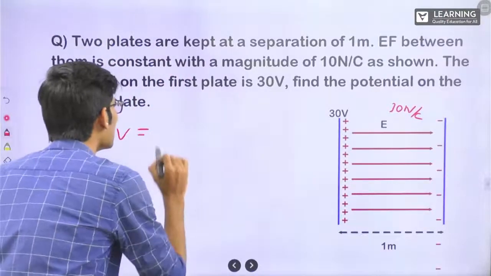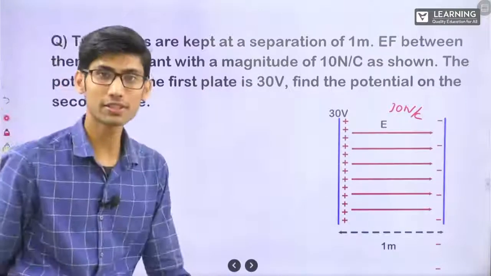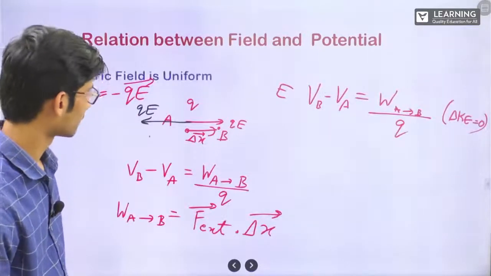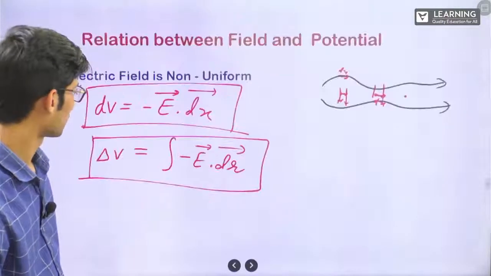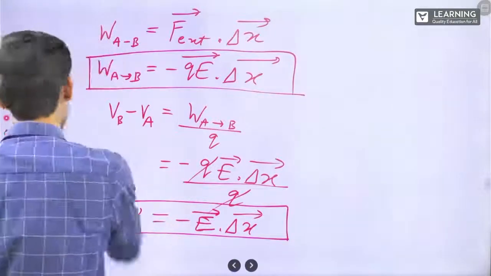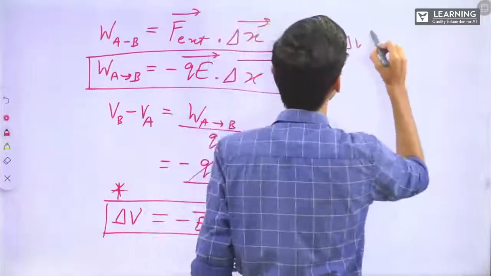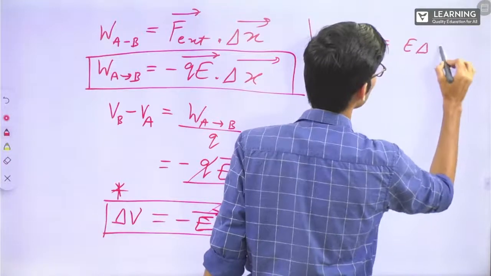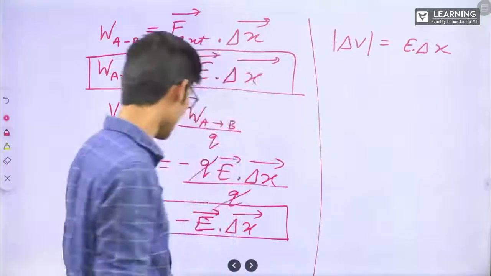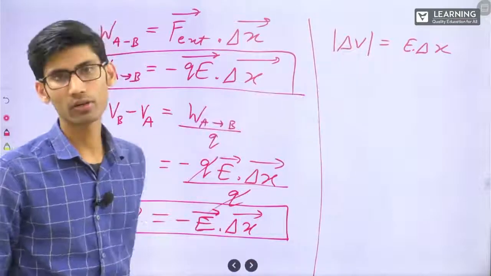Delta V is equal to minus, okay, one more thing, to make your questions easy. Here, you would have written this: delta V is equal to minus E vector dot delta X vector, right? But what you have to remember, this is good for exams, but what you have to remember is delta V magnitude is E delta X. Don't see the sign. Clear? The magnitude of delta V will be E dot delta X.